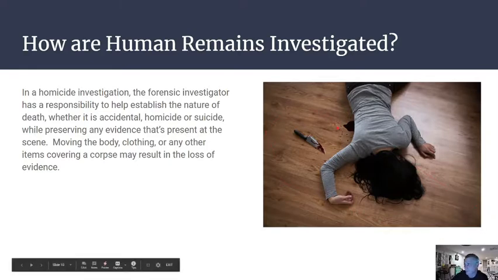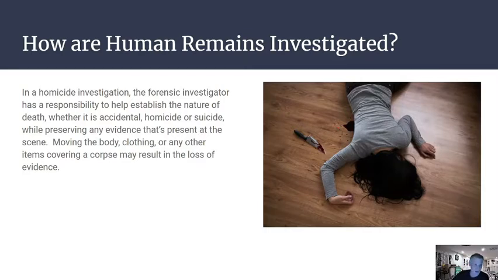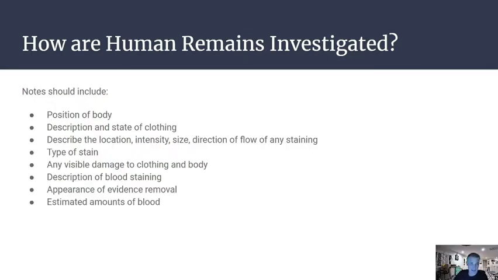What was there a weapon present? Where was the weapon? How was it positioned in relation to the body and all of that? So, I just kind of covered this, but this is a list that I just talked about when I was looking at that picture.